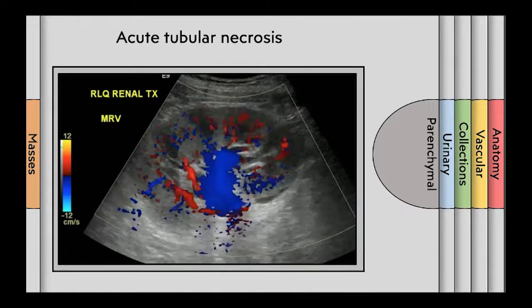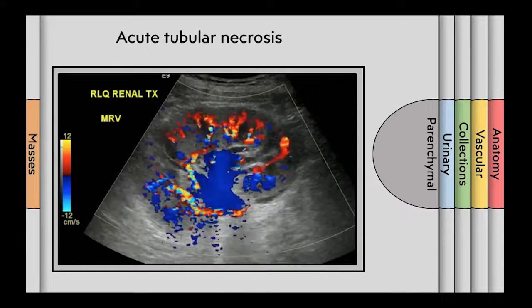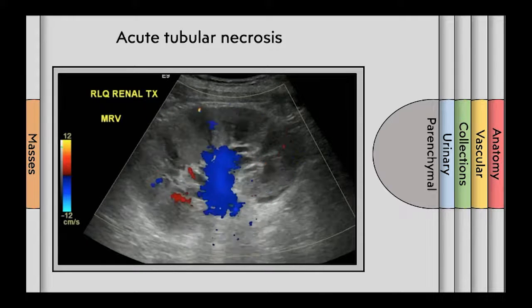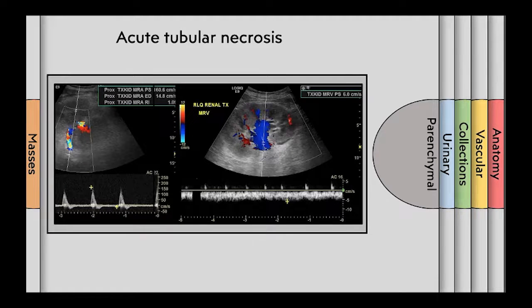By imaging, cortical perfusion is low in acute cortical necrosis, as can be seen here. Mirroring that, the resistive index can be high, and even reverse in direction in diastole. However, as can be seen in this case, the renal vein is widely patent, effectively ruling out venous thrombosis. However, these findings are nonspecific and can be seen in a variety of settings, such as drug toxicity.